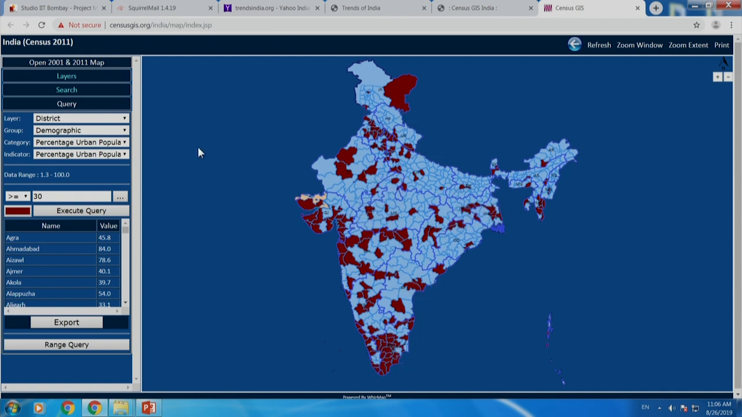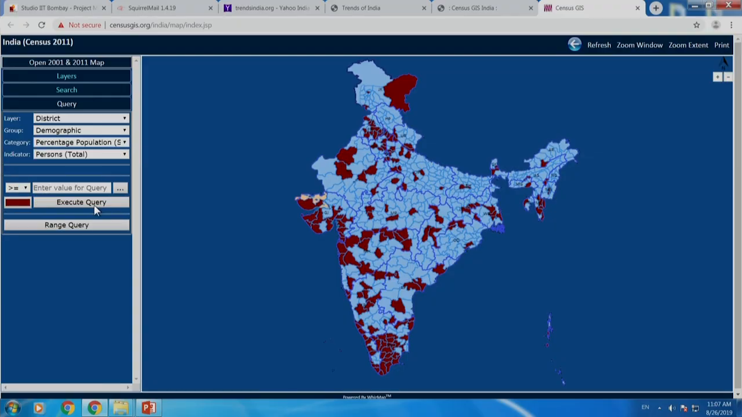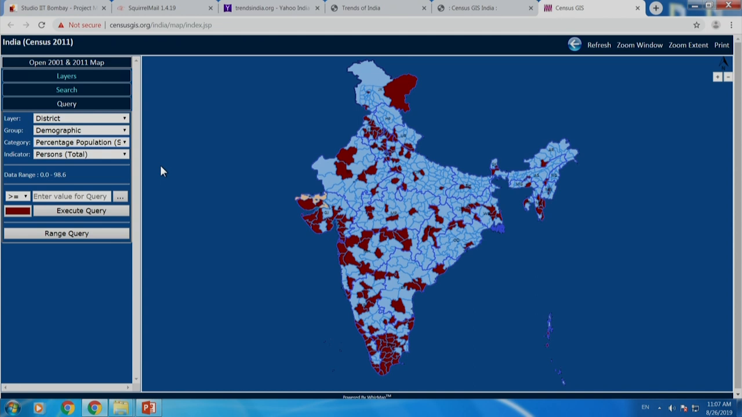Okay. Now, let's take a slightly different parameter. But first let us see in demographic what are the other parameters we are having. Percentage of population, percentage of scheduled caste and percentage of scheduled tribe population. Now, this is important because the tribal population and their percentage are two different ball games. So, let us pause and ask ourselves which are the places where tribals are concentrated.